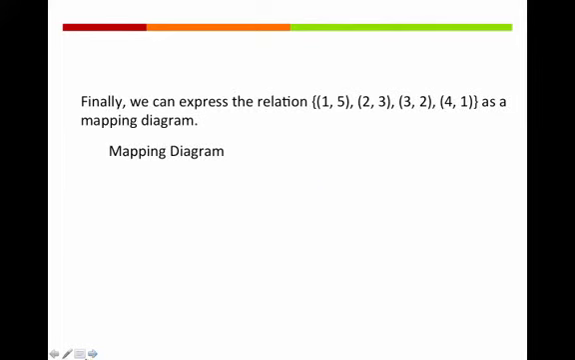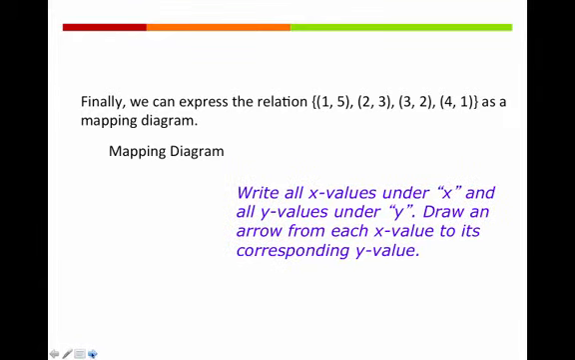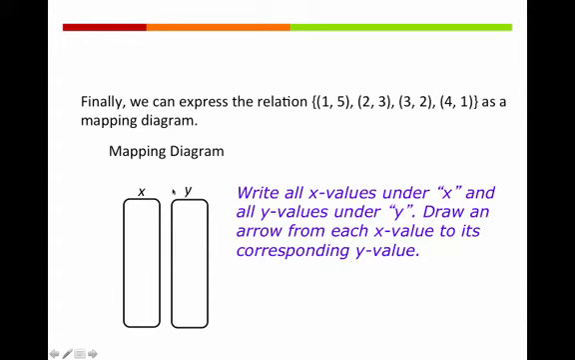Okay, and the last way I'm going to show you is by using a mapping diagram. So we're going to use these two box kind of things, one for my x values and one for my y values. So I'm going to put all my x values here. I've got 1, 2, 3, and 4, and those are going to map to the following values: 5, 3, 2, and 1. So I'm going to actually draw an arrow to show that this 1 relates to 5 as my y value. So this x value of 2 relates to 3 as my y value, and so on and so forth.